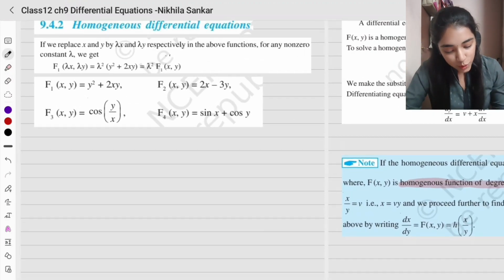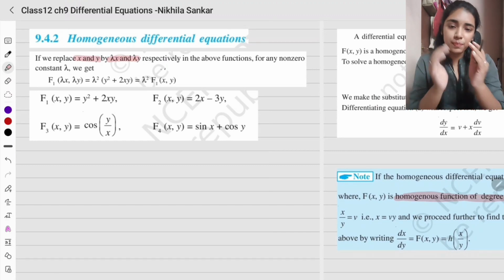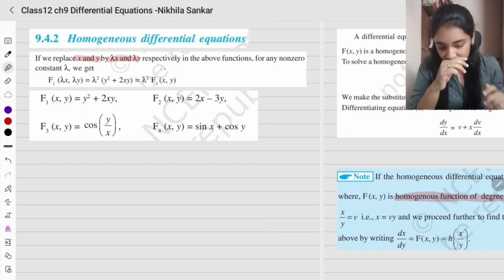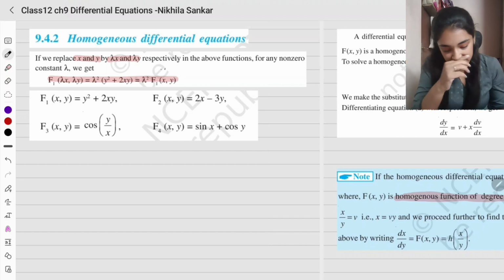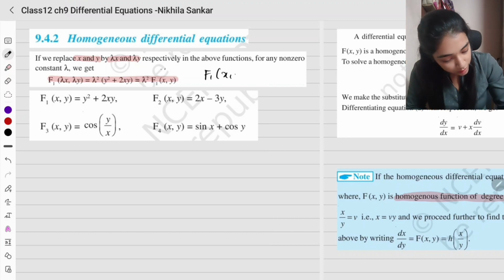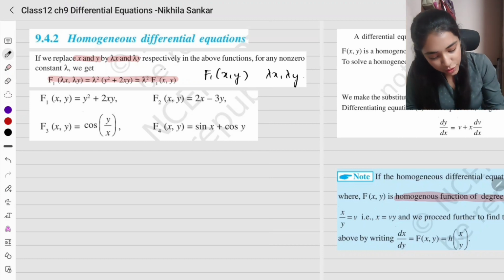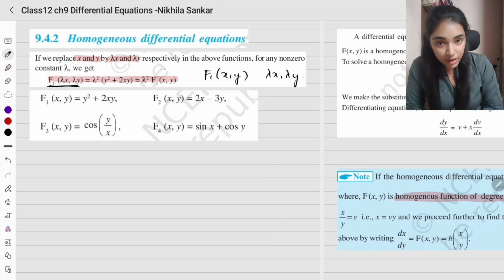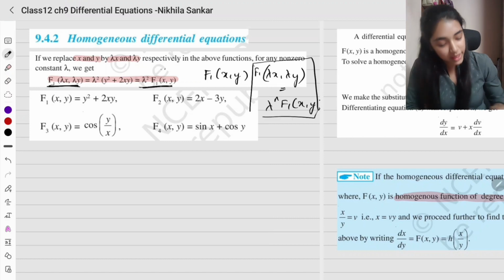We'll see that first. If we replace x and y with lambda x and lambda y instead of simple x and y, our function is going to look like this. You have a function f1 of x comma y. Instead of x and y, you put lambda x and lambda y. So f1 of lambda x, lambda y should give you lambda to the power n f1 of xy. It has to be of such a form.